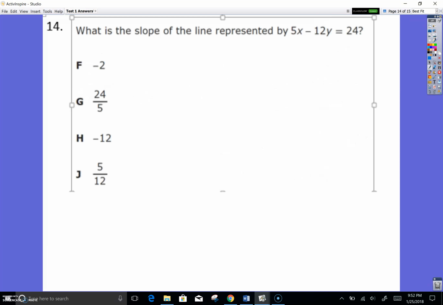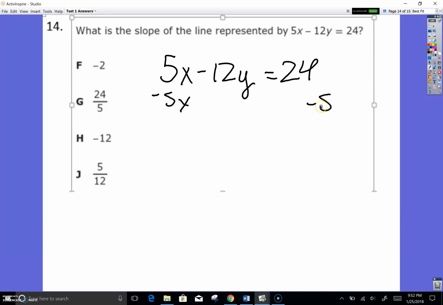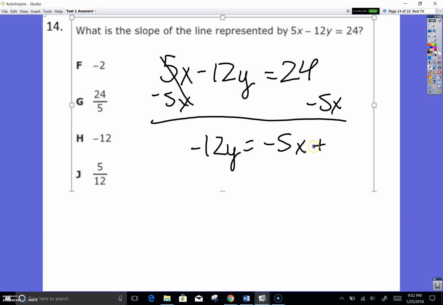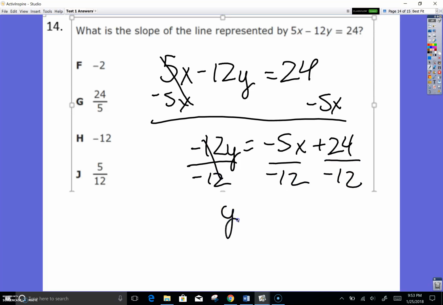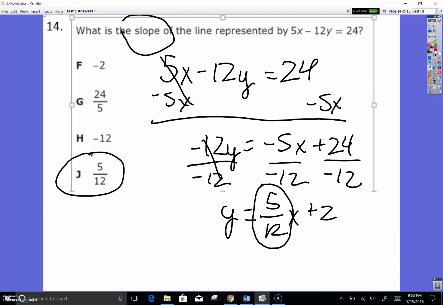Number 14, what is the slope of the line represented? Okay, we have another one of these problems. Okay, so I subtract 5x on both sides. So I get negative 12y equals negative 5x plus 24. Now I divide by negative 12. And I get y is equal to 5 over 12x plus 2. Now again, looking for slope. Slope is the number in front of the x.